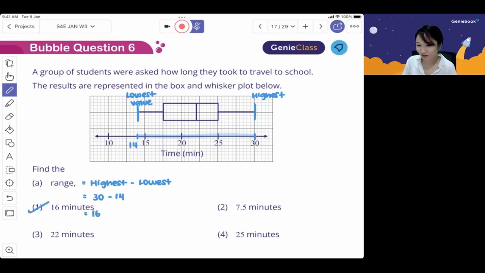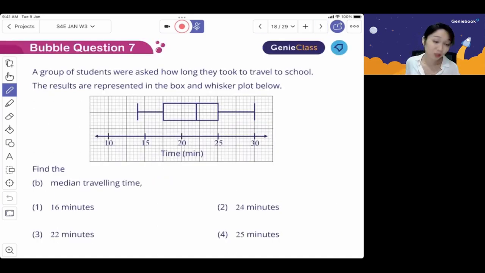Very well done. Now bubble question 7. A group of students were asked how long they took to travel to school. Again, we have this box and whisker plot, and this time you are asked to find the median traveling time. So what is the median value? 30 seconds again, your time starts now.